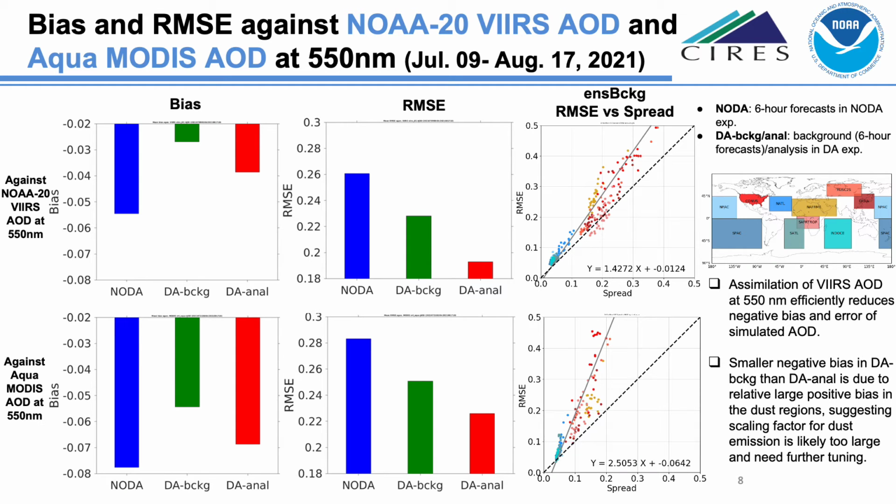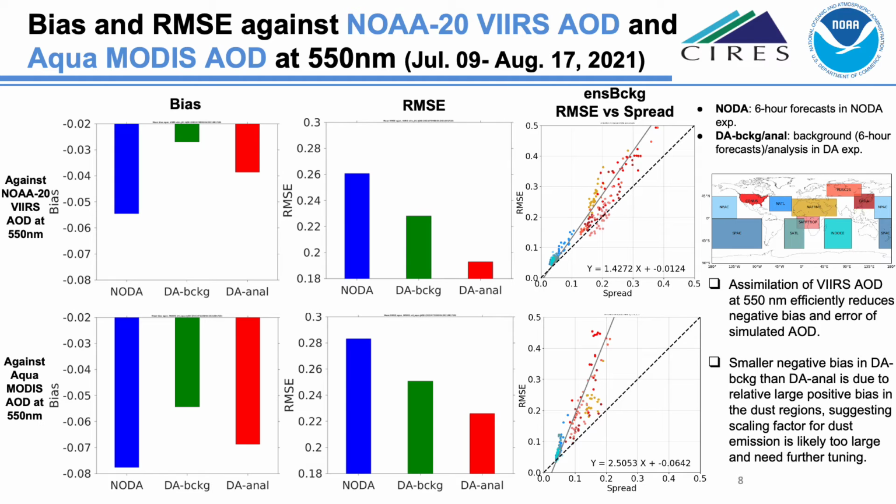Here are some results. This slide compares our cycle experiment results with two sets of independent AOD retrievals. The first one is NOAA-20 VIIRS AOD retrievals at the top, and the second one is Aqua MODIS AOD retrievals at the bottom. The bar plots here show the globally averaged bias and RMS error for the no DA 6-hour forecast, the DA background, and the DA analysis. So you can see that assimilation of AOD retrievals is able to efficiently reduce the negative bias and errors of the simulated AOD. Also, you may notice that the DA analysis shows relatively larger bias compared to the DA background.